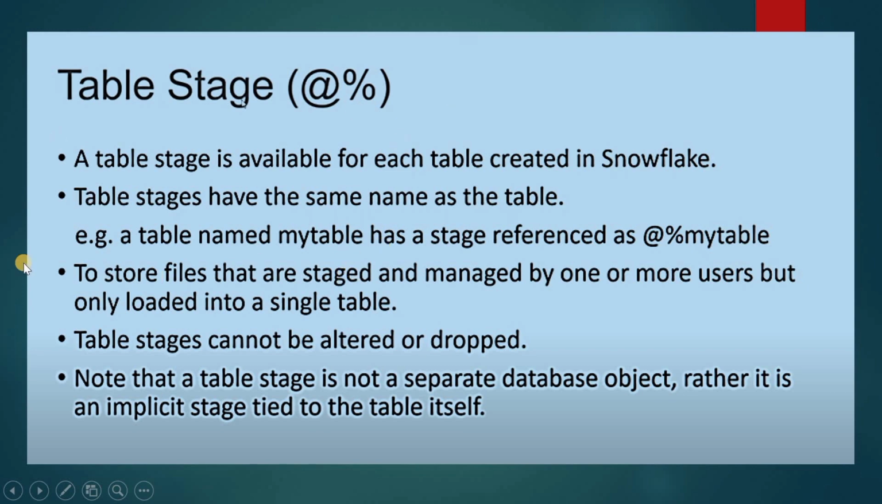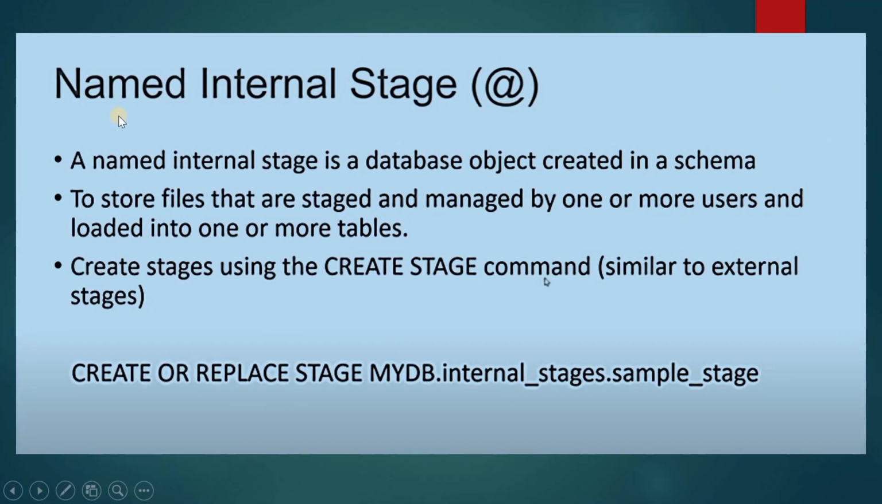Now let's see the named stage as well. Named stage, named internal stage. For a named internal stage, we use simply the at symbol if we want to access the named stage. As I have told you, named internal stage means we are creating a stage of our own name. Whatever name we want, we will create a named internal stage of that name.